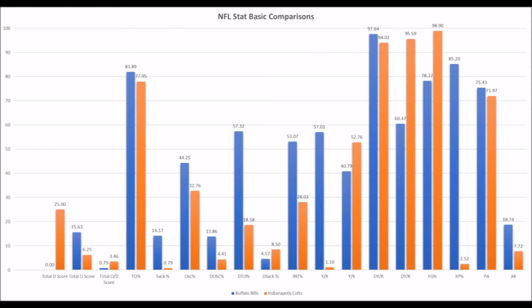So, starting out with this matchup between the Indianapolis Colts versus the Buffalo Bills. When you look at the NFL stat basic comparison data, and basic comparison data essentially is looking at how the offense is doing, how the defense is doing, and of course how the special teams is doing from a macro standpoint. Just giving you a general sense of how all those units are performing as a whole. And when you look at the basic comparison data, the Bills are favored in this game.